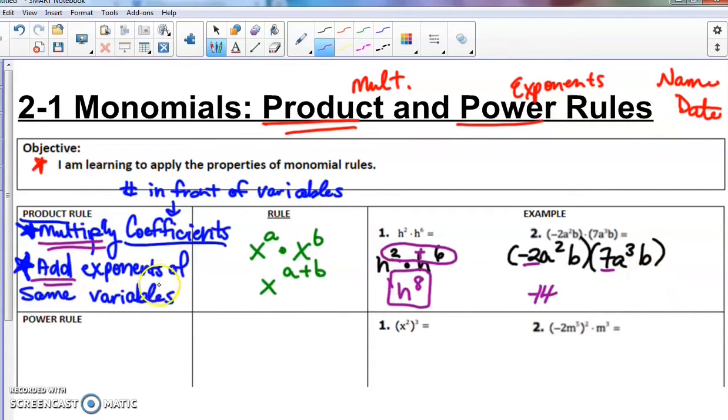Now we're going to add the exponents of the same variable. So I have an a squared here, I have an a to the third here, so we just add: 2 plus 3 gives us 5, so we have a to the 5th.